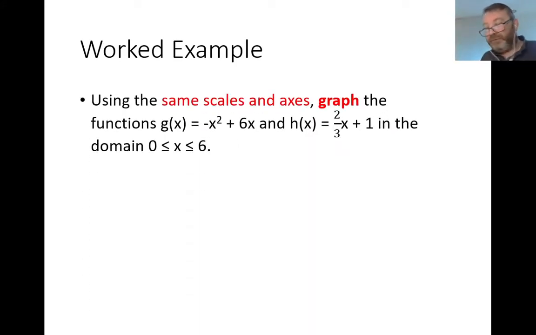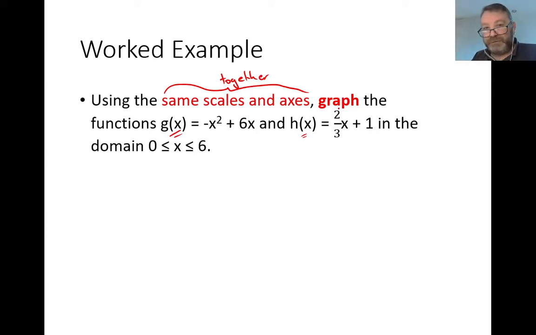So straight into the example, because I want you to start to draw some graphs using the same scales and the same axes. Now, when they say that, what they mean is that you're going to place both of these functions onto the same graph. They must be drawn together. So same scales and same axis simply means please put them together on the same page.